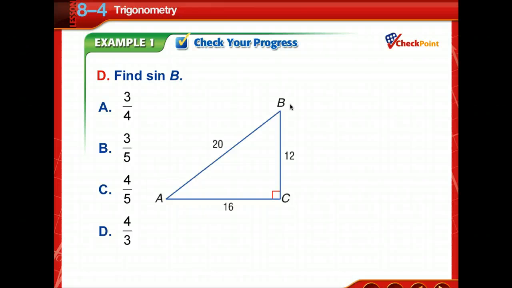Find sine of B. Sine is opposite over hypotenuse, which is 16 over 20, so 4/5. Cosine of B. Cosine is adjacent over hypotenuse, which is 12 over 20, which simplifies to 3/5. Tangent of B? Tangent is opposite over adjacent, which is 16 over 12, which simplifies to 4/3. Excellent job.